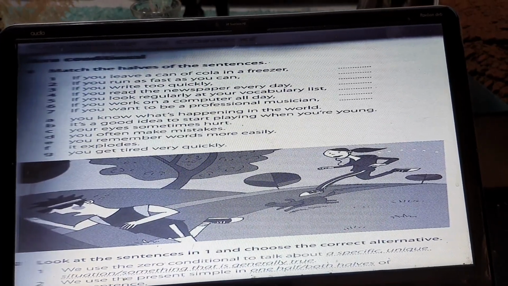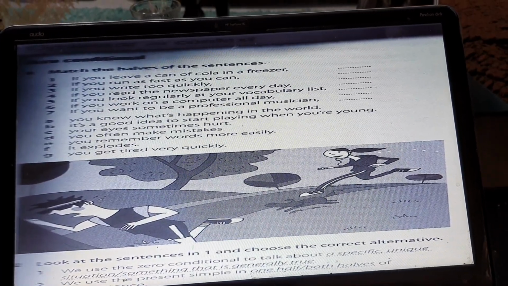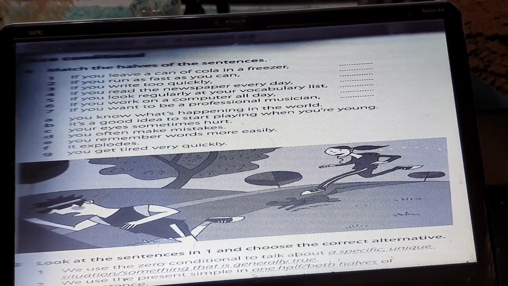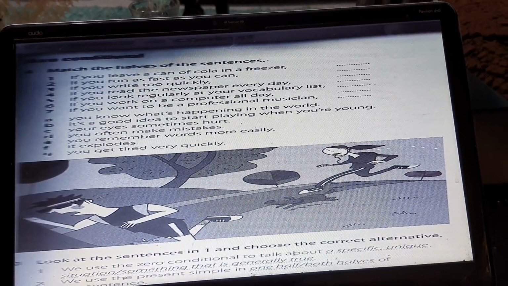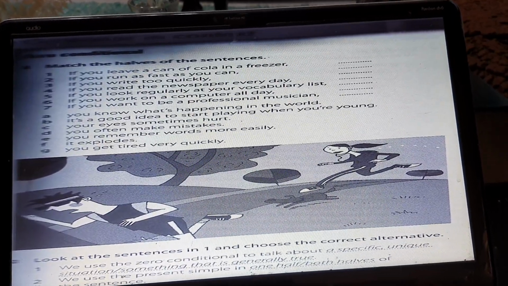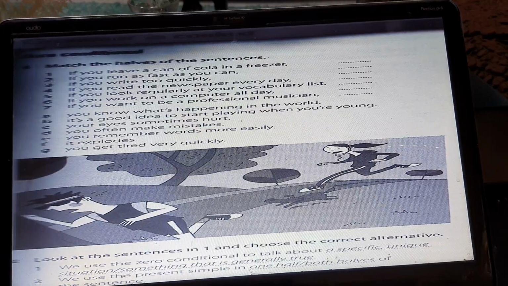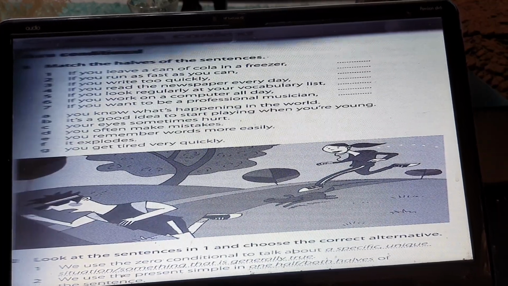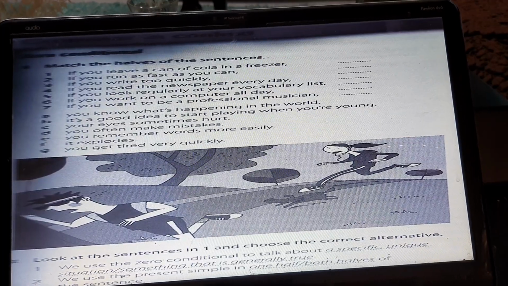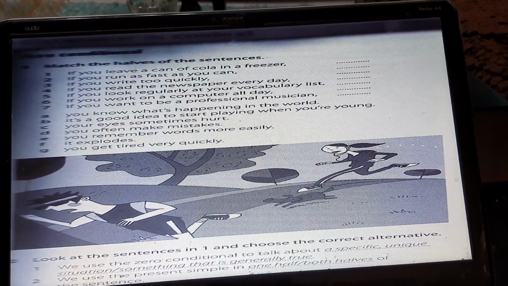Number 4. If you read the newspaper every day, what will happen to you? A. You know what's happening in the world. Number 5. If you look regularly at your vocabulary list, what will happen? E. You remember words more easily. Number 5 with E. Number 6.